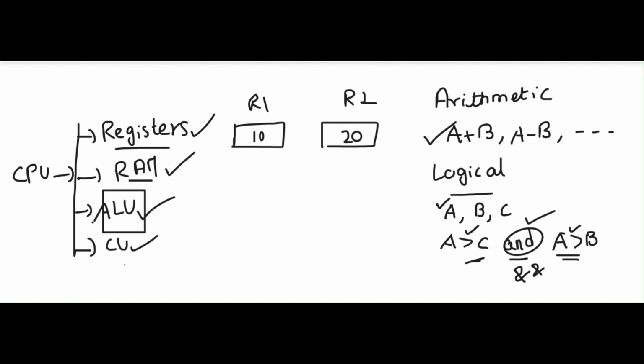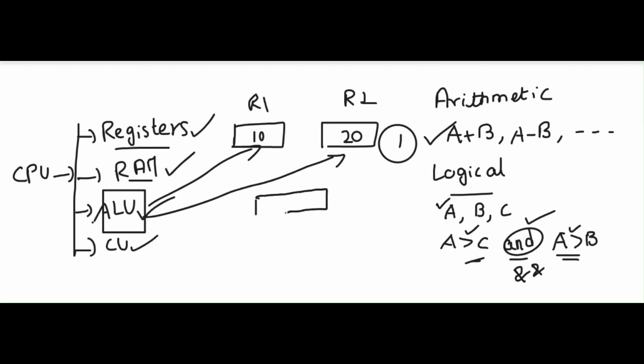First, control unit will instruct ALU, hey, you go and fetch the values from both the registers R1 and R2. That is instruction number 1. Then, control unit will instruct the computer, now please add the values 10 and 20. That is instruction number 2. Now, control unit will also instruct ALU to store the value in register 3. This is how control unit will control ALU and ALU will perform all arithmetic or logical operations. Hope you understood this concept.